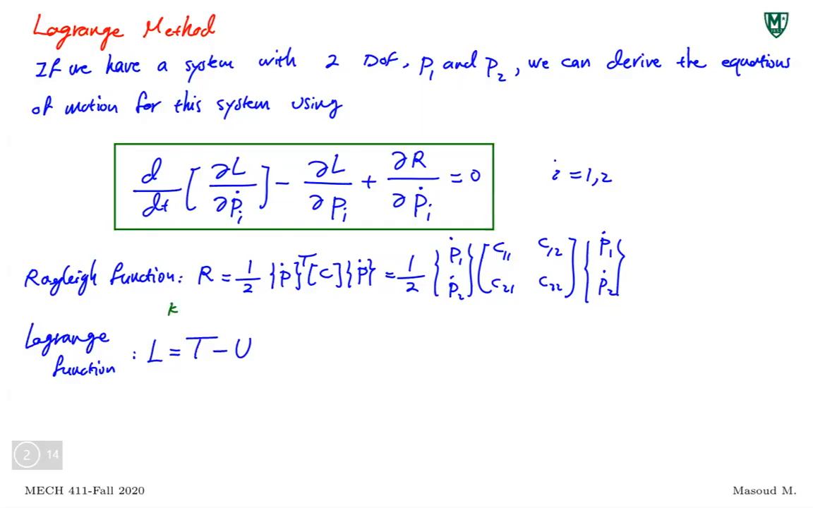So T is kinetic energy, U is potential energy. Back to when we were talking about the energy method, just a quick review: sources of kinetic energy and sources of potential energy. We need to find those for any given system to form our Lagrange function. And then the rest is math, just taking derivatives with respect to different degrees of freedom and with respect to time, and forming that equation for a given degree of freedom.